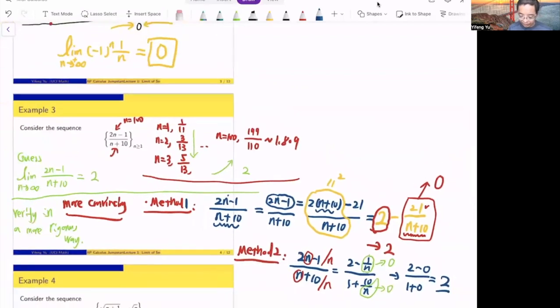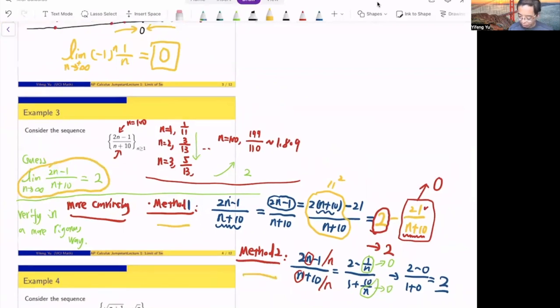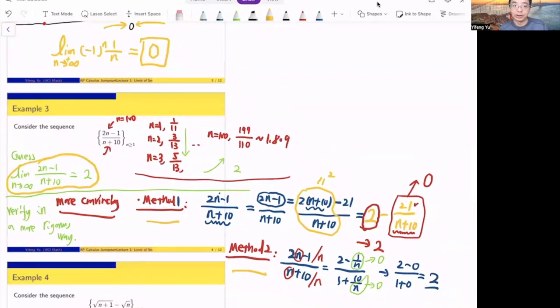All right, so here I present two ways. By using these two methods, I hope I have convinced you that the limit of this sequence is indeed 2. When I say limit, it just means that as n gets larger and larger, the whole sequence will approach the number 2, becoming very, very close to it.